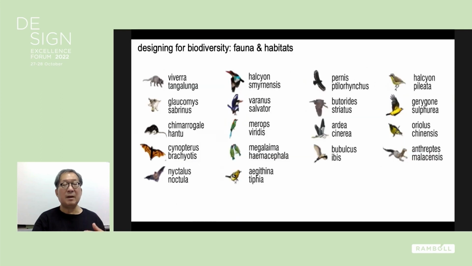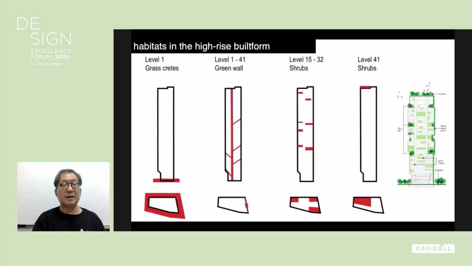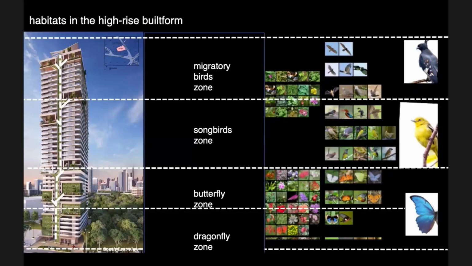These are the different organic life, the species constituents we want to bring back to the site. These are the habitats we create within the site on the ground, on the face of the building, in terraces, in the roof, and so forth. And so the idea was to attract butterflies and dragonflies at the low part of the building. And then from the middle section, we would have songbirds, and for the upper part, we have migratory birds.